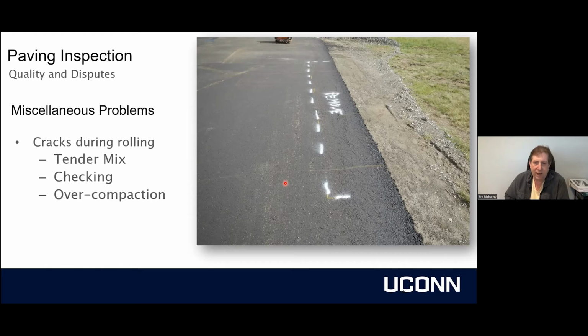And we can get over compaction, but as Alex said, that's probably the least of my concerns in life. If we had that happening more often, that would probably not be the worst thing. We can work with that, but over compaction can be an issue as well.